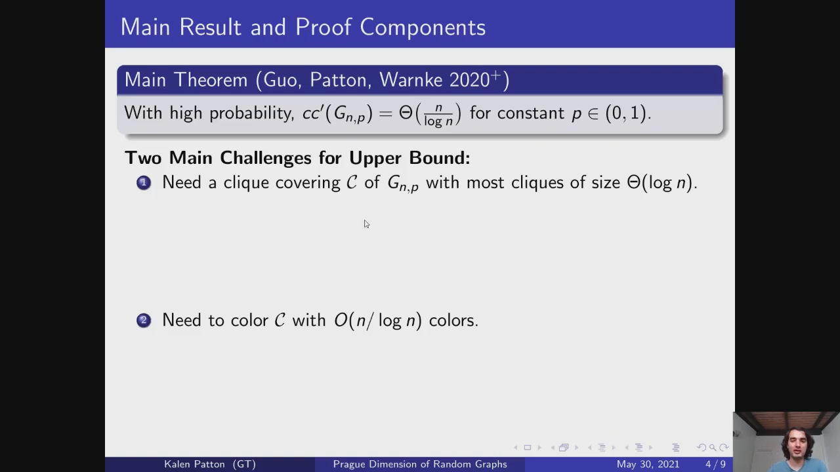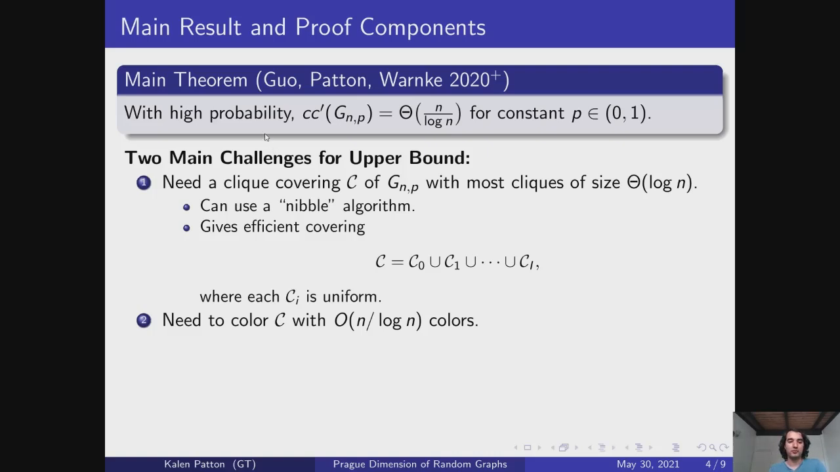So as I mentioned before, there are two main steps to proving this upper bound. First, we need to find this clique covering of G(n,p), which needs to be fairly efficient in that it uses mostly cliques of size on the order of log n. And then the next thing we need to do is find a coloring of this clique covering that is also efficient in that it uses at most on the order of n over log n colors. So there are two steps to this proof.